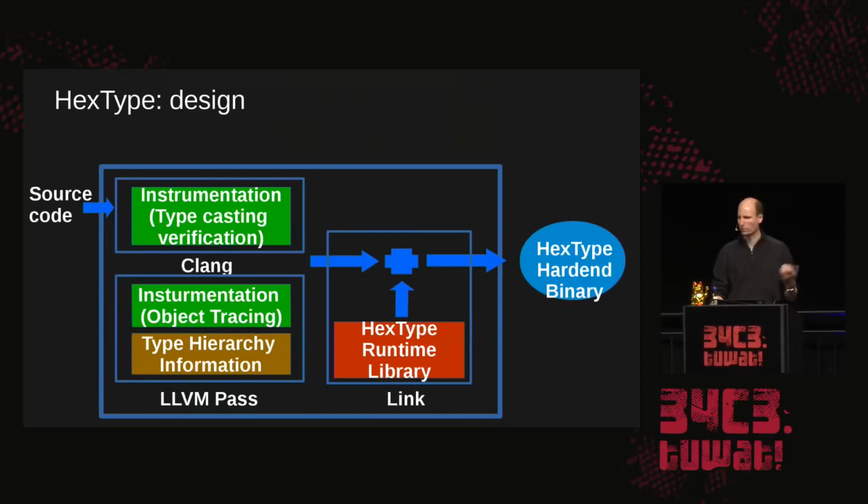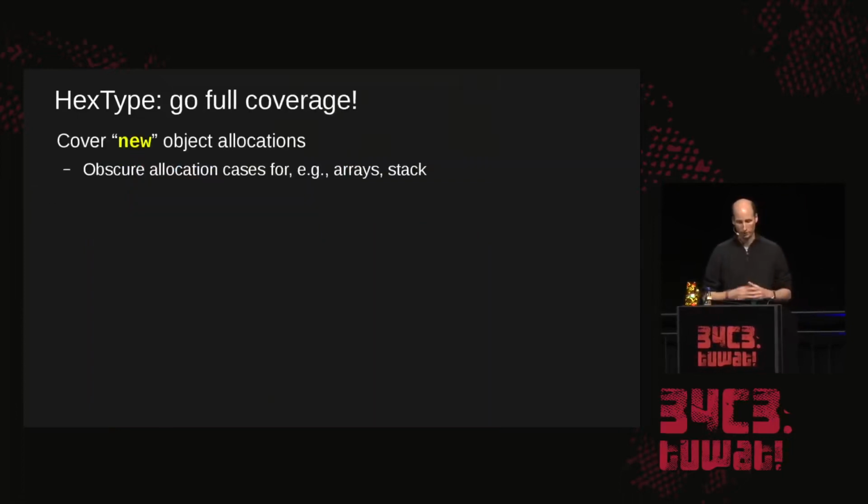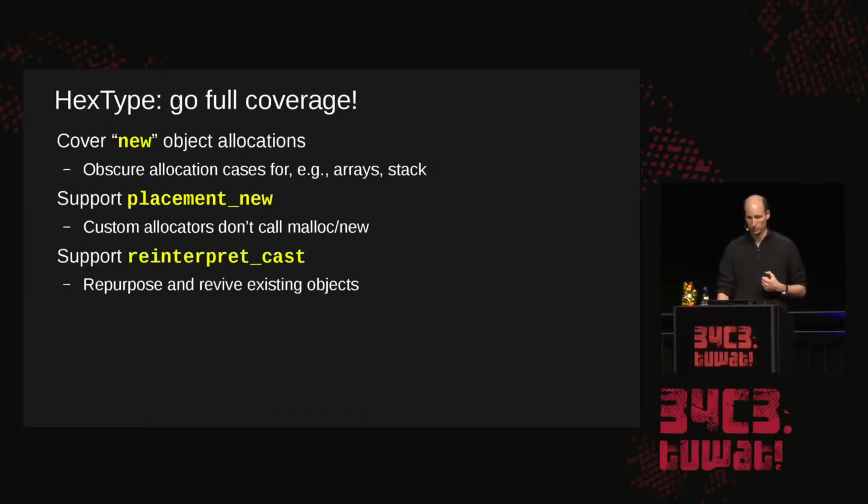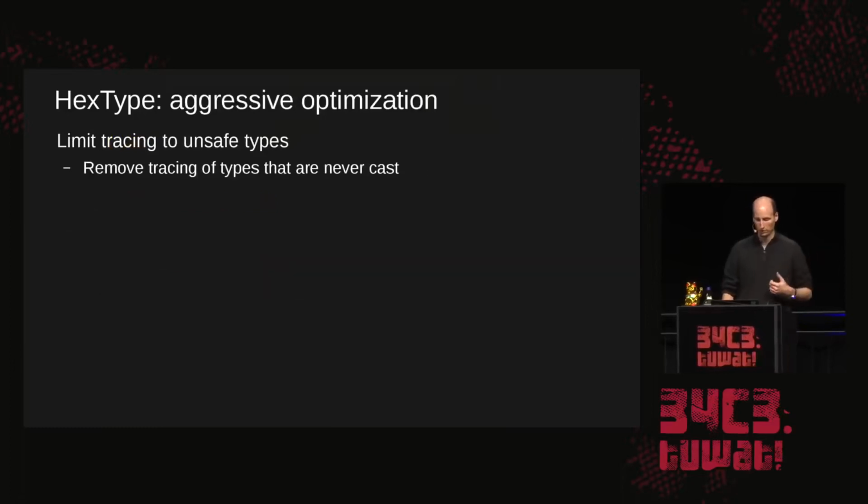Compared to some prior work, you may know UBSan, which does the checking for polymorphic types only. This allows us to check every single type cast that is out there, for static casts and for dynamic casts, to do this fine-grained checking. We cover new object allocations, we cover placement new, we cover reinterpret cast, and a bunch of other things. We've worked very hard to compile real software, including Chrome, Firefox, and other systems.